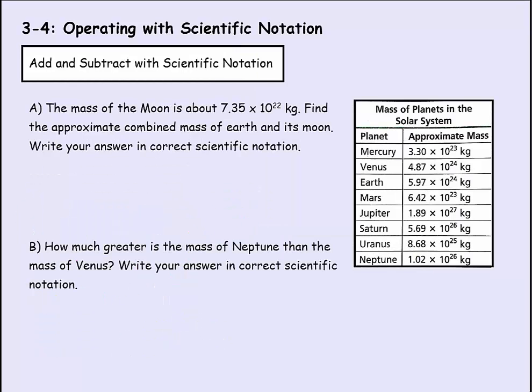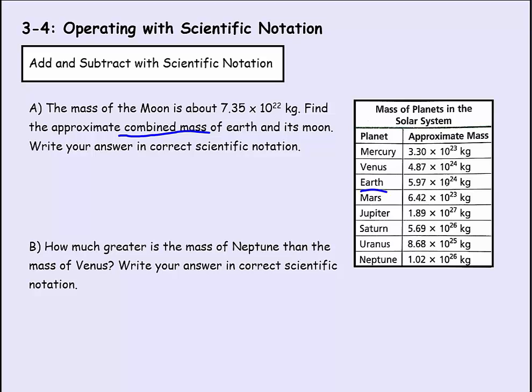Now we can add and subtract in scientific notation. So it says the mass of the moon is about 7.35 times 10 to the 22nd kilograms. Find the approximate combined mass of Earth and its moon. Write your answer in correct scientific notation. So it tells us to find the combined mass, and whenever we see that word combined, that's going to tell you to add. So we're looking for Earth and the moon here.